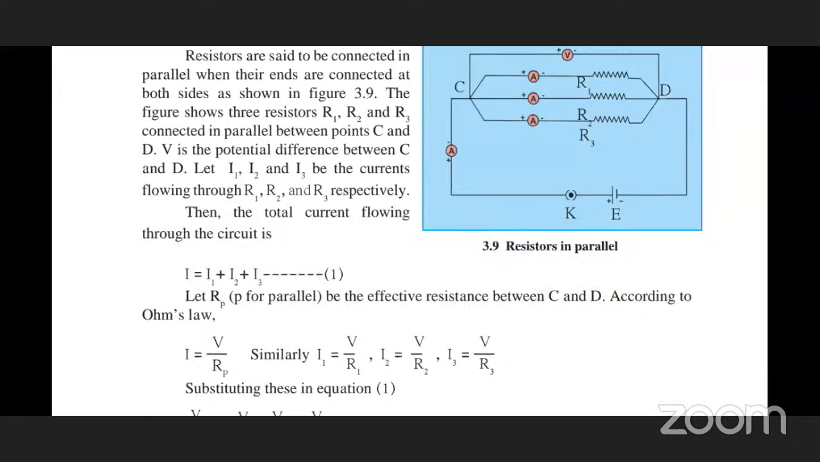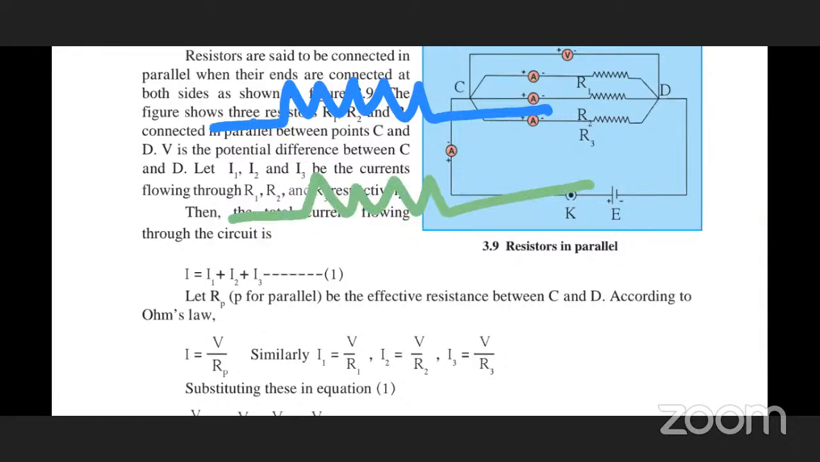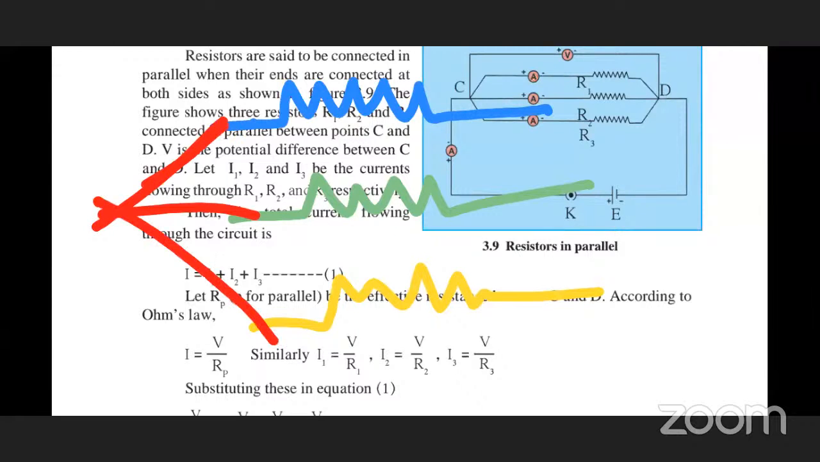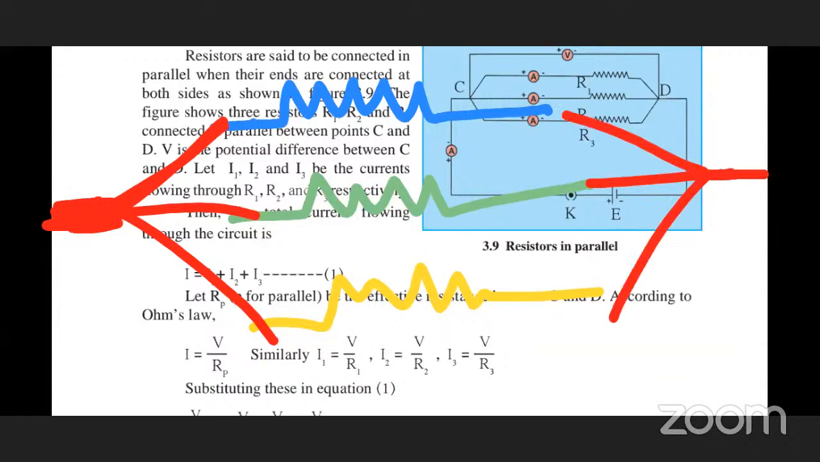In resistors in parallel, if you see, this is one resistor, another resistor, and this is another resistor. Okay. So ये तीनों के तीनों आके एक ही जगह पे combine हो गए. All three resistors are getting combined at one position. Okay. So this is the difference between resistors in series and resistors in parallel.